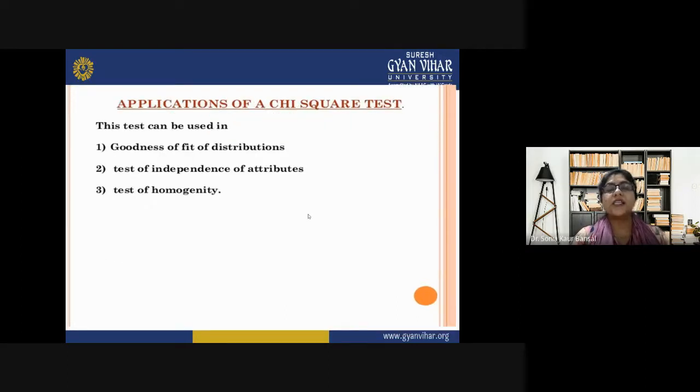Applications of a chi-square test. This test can be used in goodness of fit of distributions, test of independence of attributes, and test of homogeneity. So these are the applications of the chi-square test: number 1, goodness of fit of distribution. Number 2, test of independence of attributes. Then number 3, test of homogeneity.